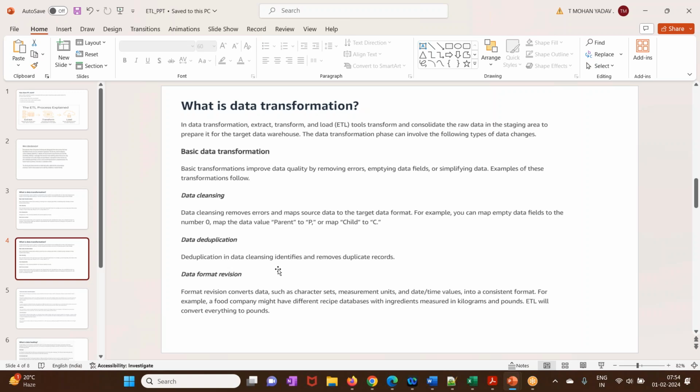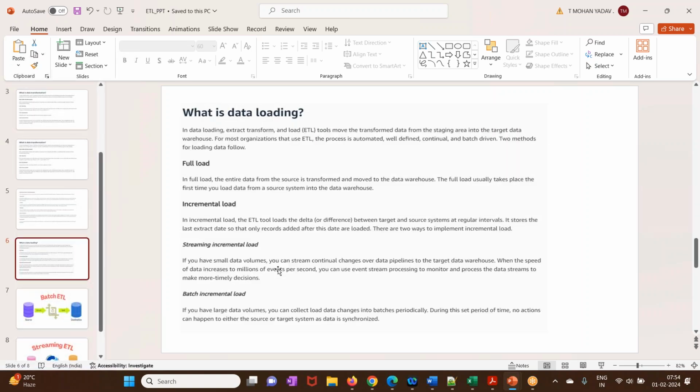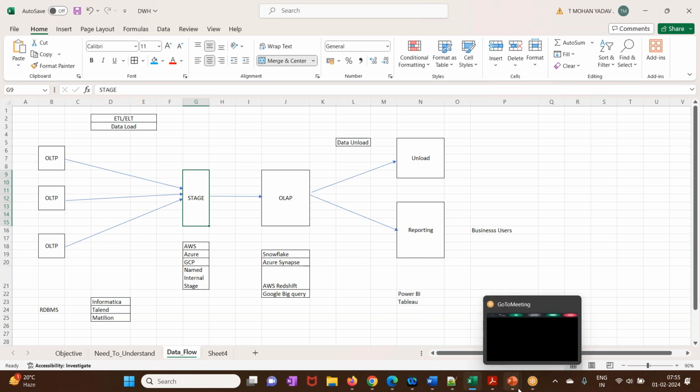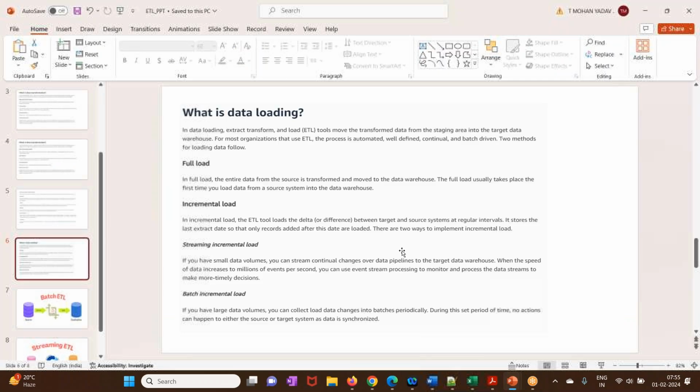These are the basic transformations. Then moving to the data load. The ETL guy's responsibility is to move the data into the staging environment. They are going to extract the data from the different OLTP systems, perform basic transformations, and load the data into the stage environment. Loading the data can happen in a variety of ways based upon the requirement.